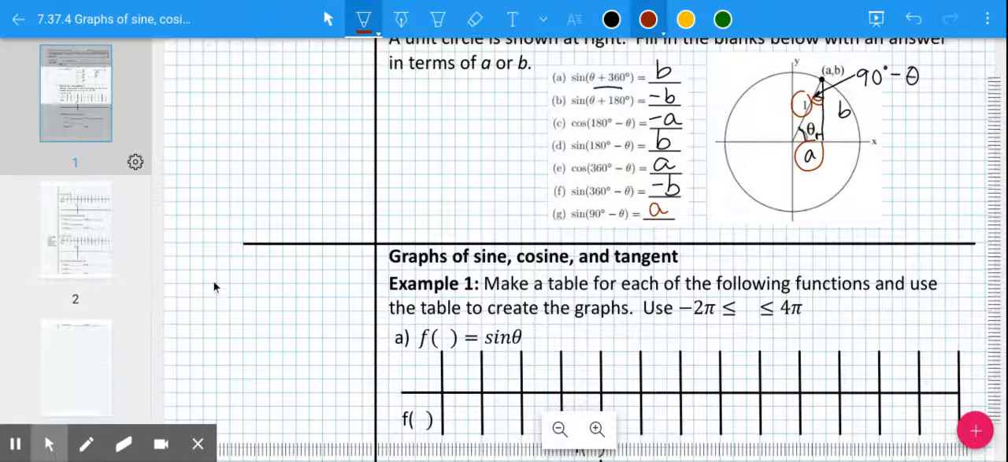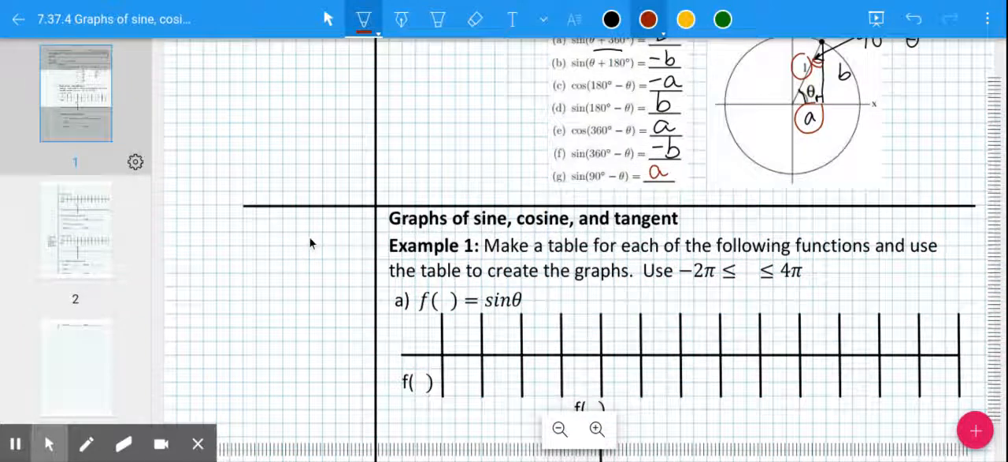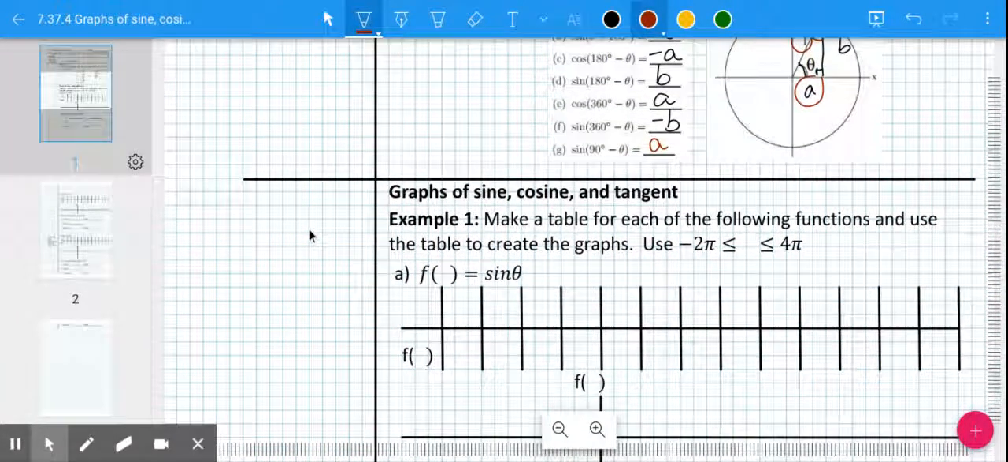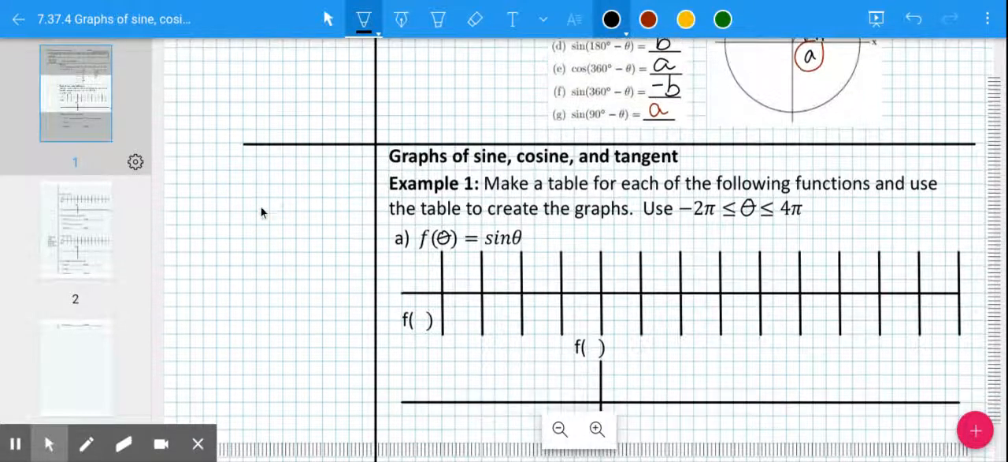Our goal for today is to make really nice professional graphs of sine, cos, and tangent. So I'm going to go ahead and walk through the first one with you completely. We're going to make a table first for the function, and then we're going to use it to create the graph. So we're going to set our angle restrictions on the table to go from negative 2 pi to positive 4 pi. The function is f of theta equals sine of theta.